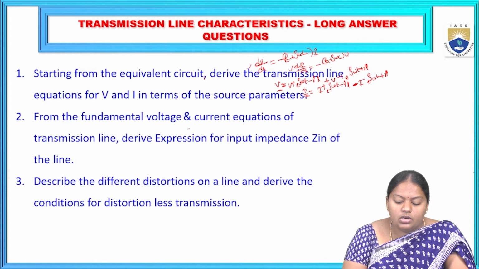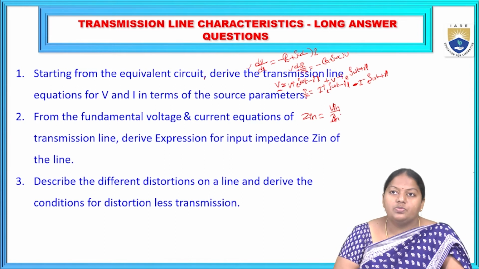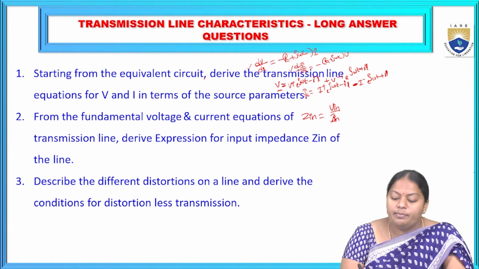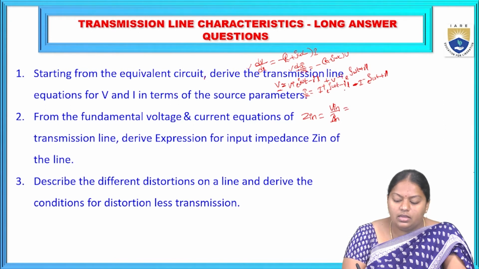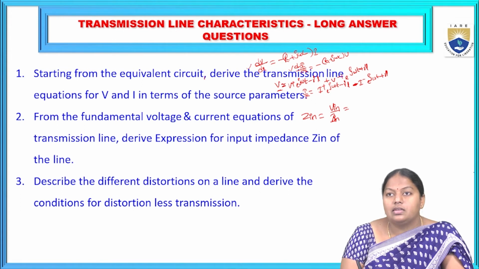Then from the fundamental voltage and current equations of a transmission line, derive the expression for input impedance of the line. So from this, if you are going to write the equation for Zin, that means Vin by Iin. The input impedance of a transmission line can be defined as the ratio of the input voltage to the input current. So in order to define this one, we just consider magnitude terms of either forward traveling waves or backward traveling waves. And after simplification, we are supposed to get the equation in terms of a lossy transmission line or a lossless transmission line.